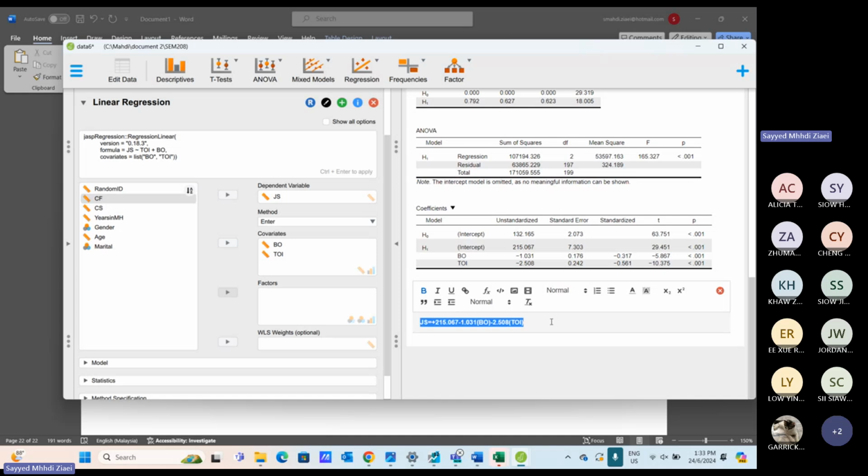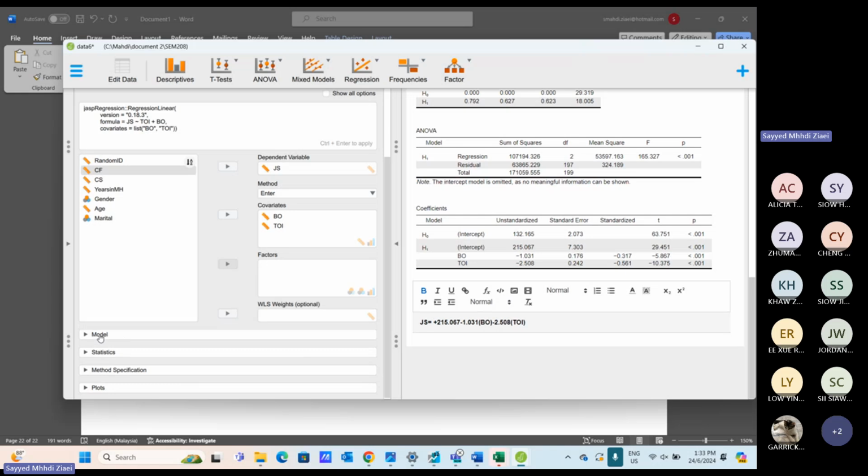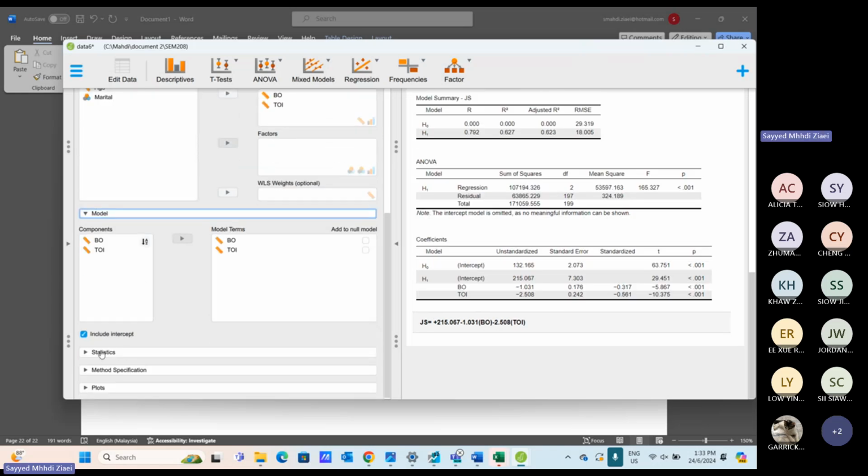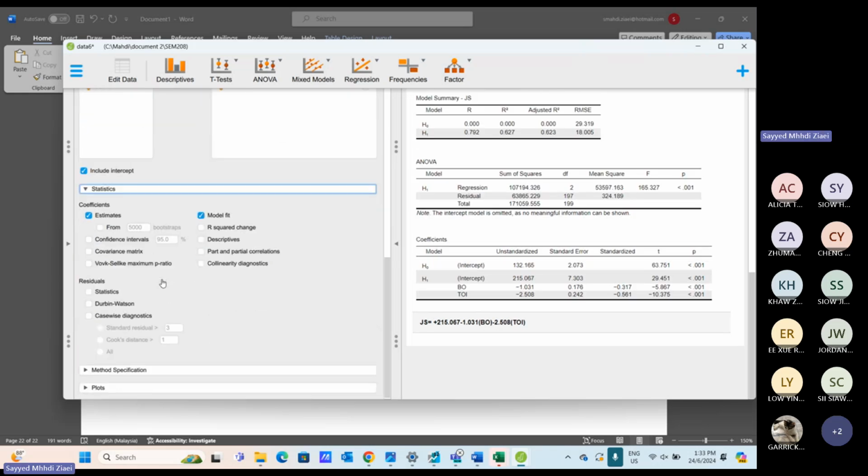And bold it. You can add video or whatever. So it's a very good and friendly software. Okay, you can utilize this option as well. A statistic. Okay. We have diagnostic test.